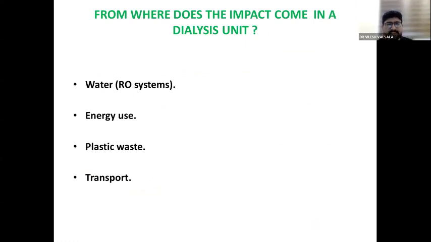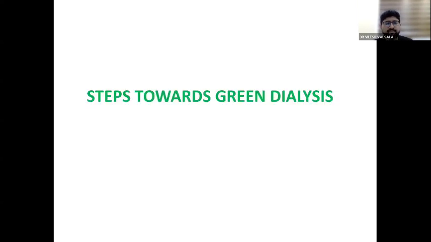But as a dialysis technician, and as a part of a dialysis unit, what can you do to impact the outcome? That is what we are looking at, and which areas we should concentrate on. The areas would be water, the RO systems, energy use, the waste we generate, plastic waste, and the transportation of the patient. These are the common 4 areas where we need more attention. Now, what are the steps towards this green dialysis unit?